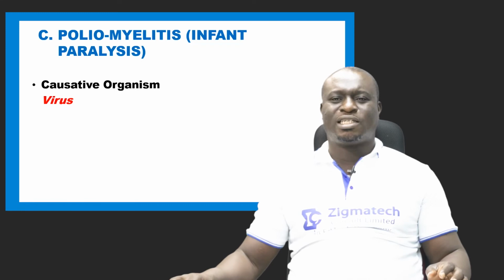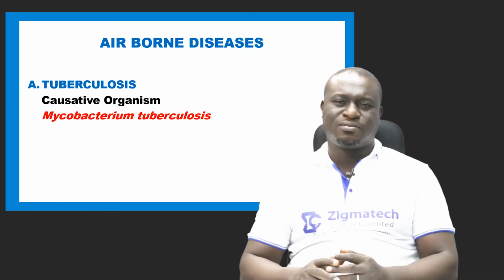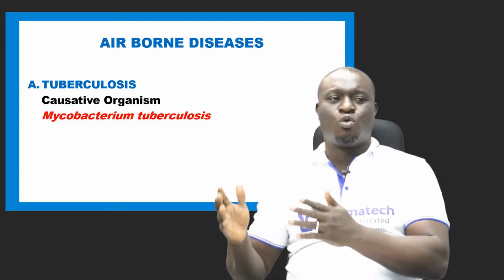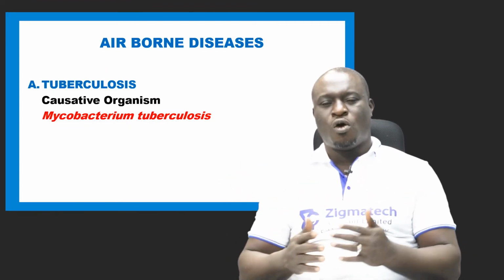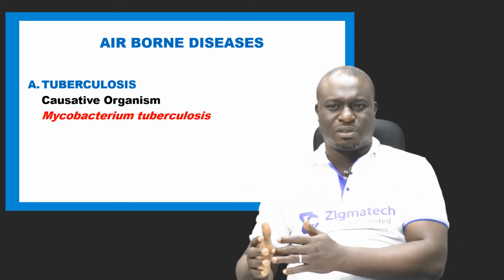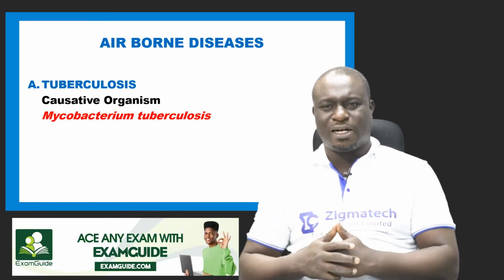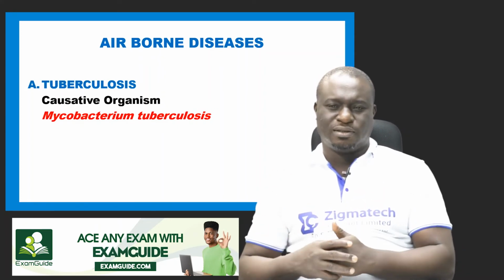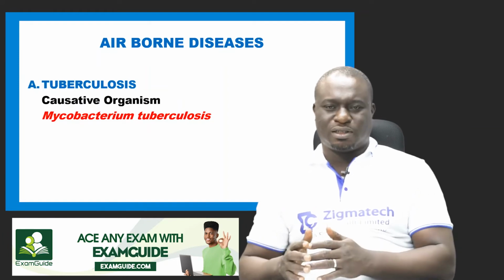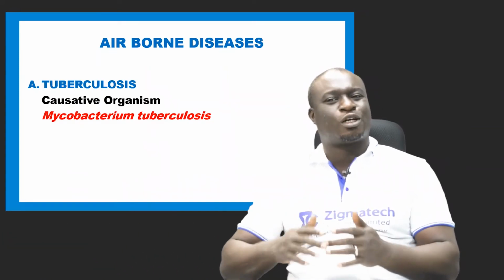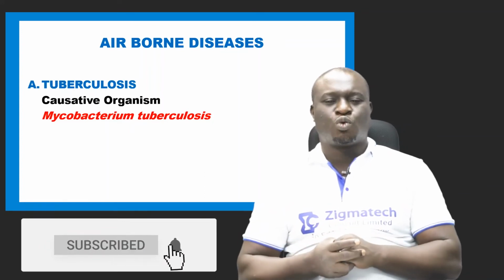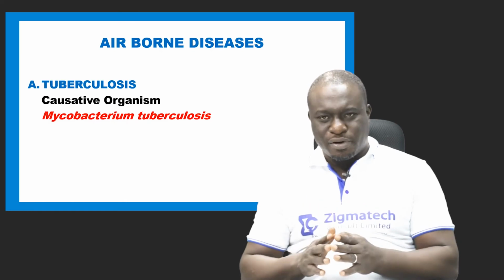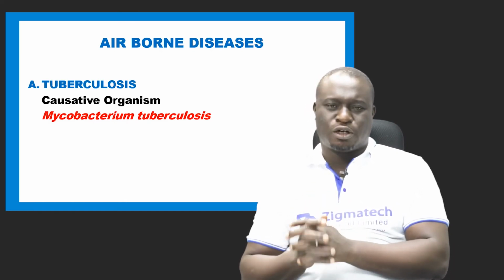Now, moving ahead, let's take a look at airborne diseases. Remember, these air, food, and water, we call them agents or carriers of microorganisms. So they serve as agents, all right? Now, the first one on the line is tuberculosis. The causative organism that causes tuberculosis is what we call Mycobacterium tuberculosis. It is a bacteria, Mycobacterium tuberculosis.